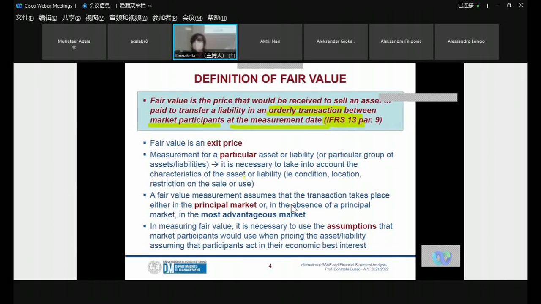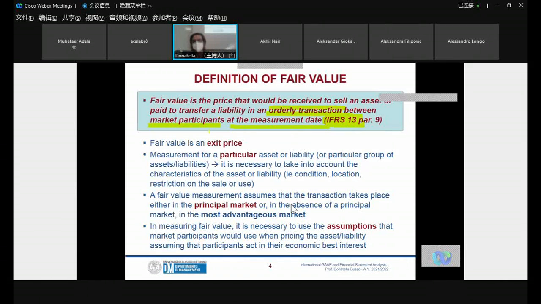Measurement date means that the fair value measured today is different compared to the fair value measured tomorrow, or the fair value that the company measured yesterday. Okay? Because the fair value is the market value. This is particularly true if you think about financial assets. Okay? The price of financial assets changes not only every day, every minute. So it is important to define when the fair value is computed.